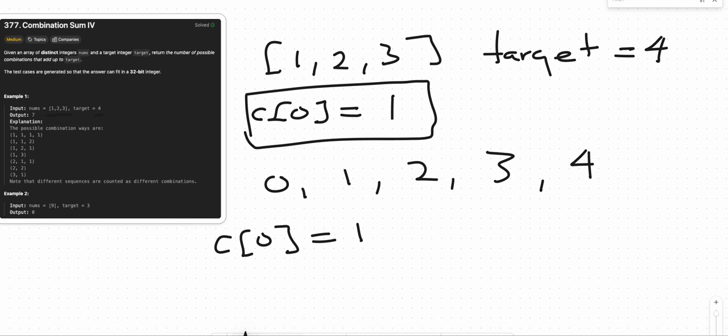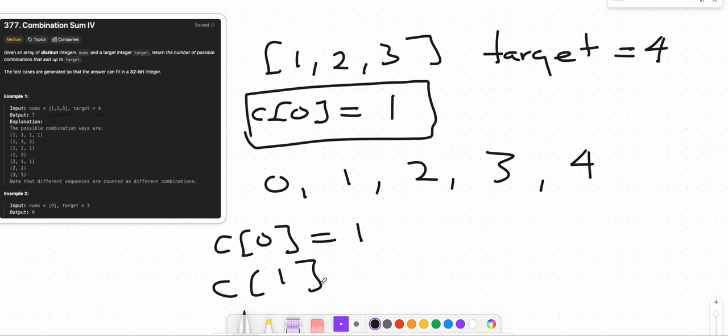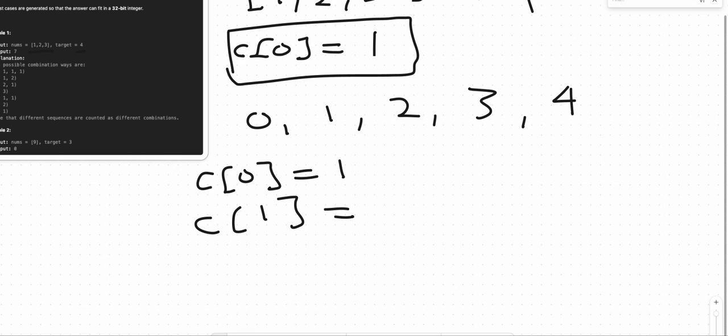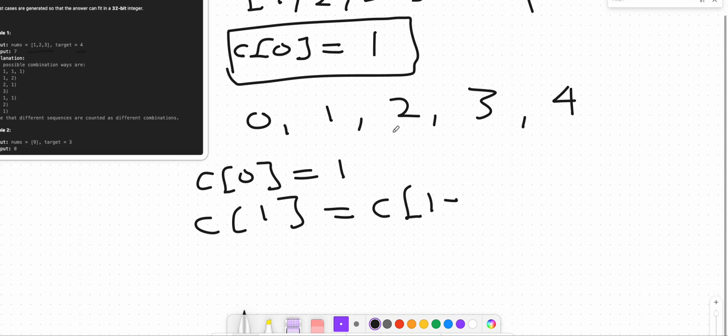For C of 1, mathematically, you have a number 1, so C of 1 equals C of 1 minus 1, which is equal to C of 0. And what is C of 0? C of 0 is equal to 1.